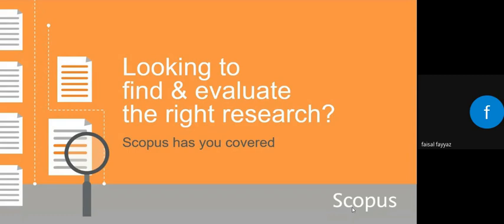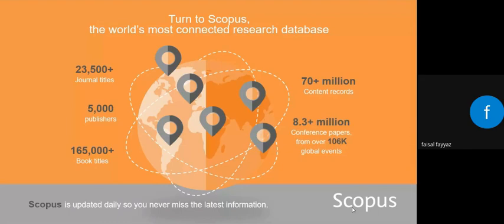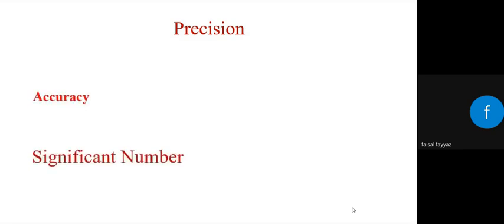Looking to find and evaluate the right research, Scopus has you covered. This is the diagram you are looking at: 70 plus million content records, 23,500 plus journal titles, publishers, and so on. It is all about being worldwide accepted. The most important things are precision, accuracy, and significant numbers.